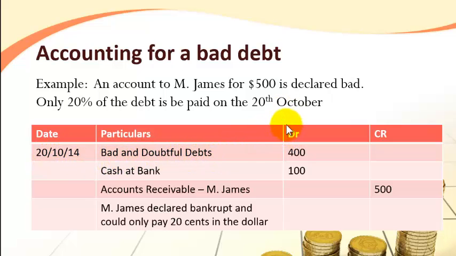So let's just do some calculation here. $500 was outstanding. We received 20% of that. So 20% of 500 is 100. So we received the 100, and the remainder, which is 400, we then have to classify as bad debt. And that is an expense to the business. The original debt to M. Jones of $500 obviously doesn't exist. We're never going to get it. Therefore, we must credit accounts receivable control account, M. Jones.